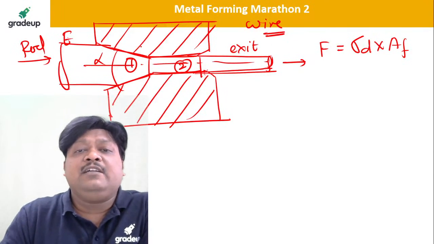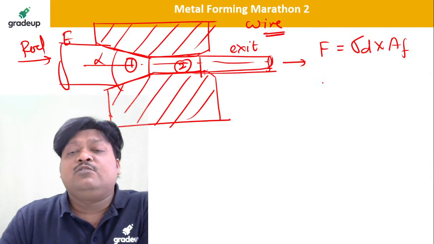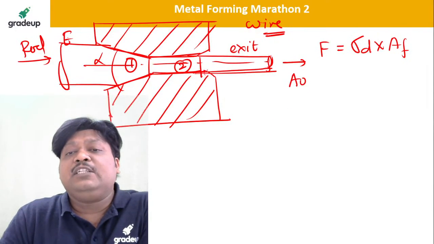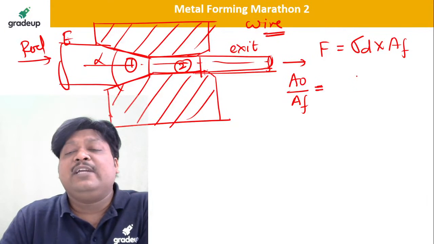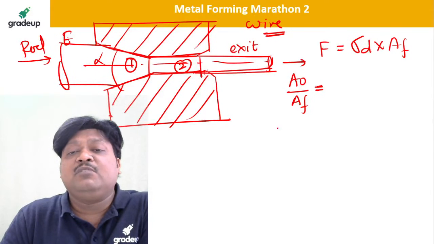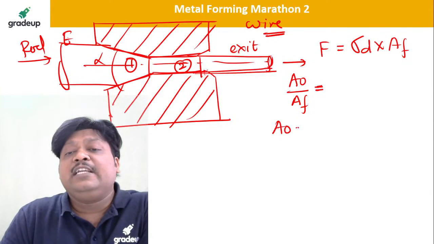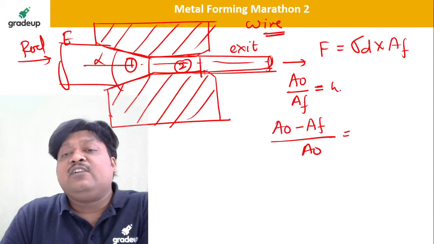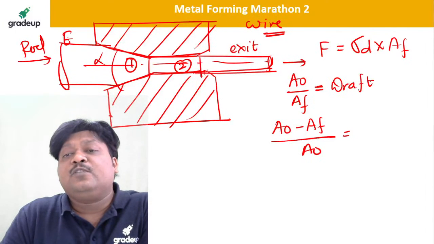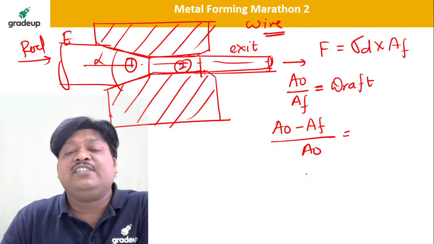So in the wire drawing process, dear students, you can have A original by A final, that is nothing but the coefficient of wire drawing. Or simply you can have the percentage reduction or maximum possible reduction in the wire drawing operation as A original minus A final divided by A original. We can call it a draft also, or coefficient of elongation also.